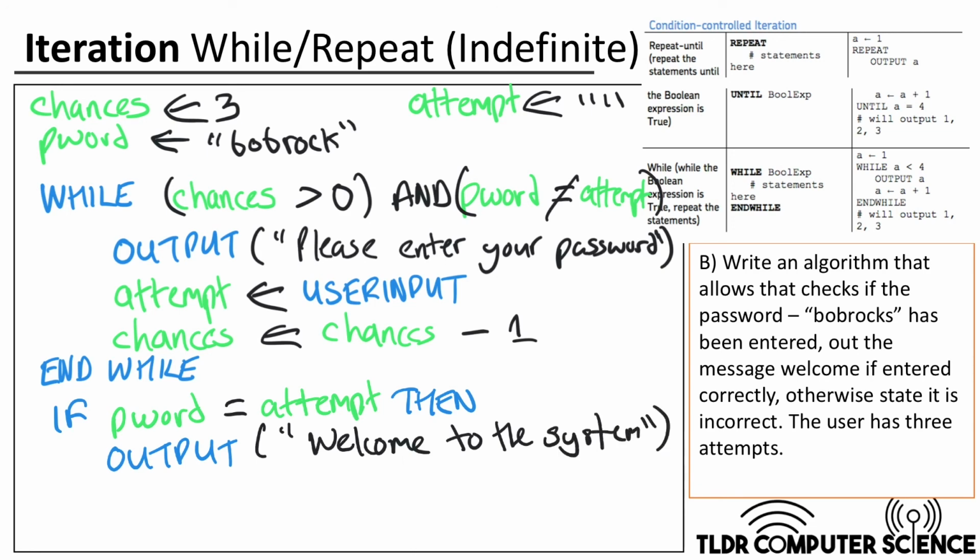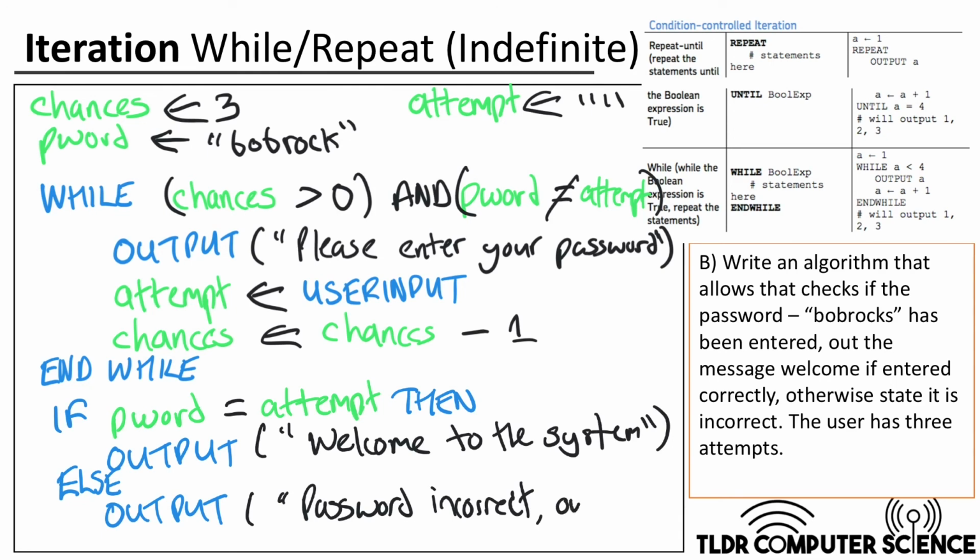But if they've got it wrong, so else, well, if they've got it wrong, that probably means they've used all their chances. And so what we can say is output password incorrect, out of chances. And what we should do at the end is an end if.